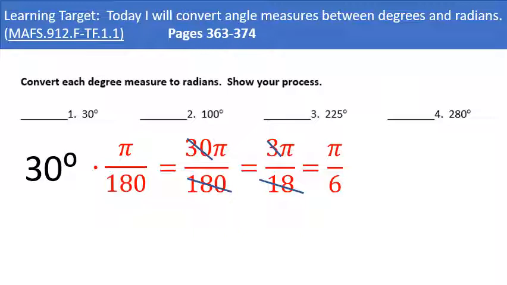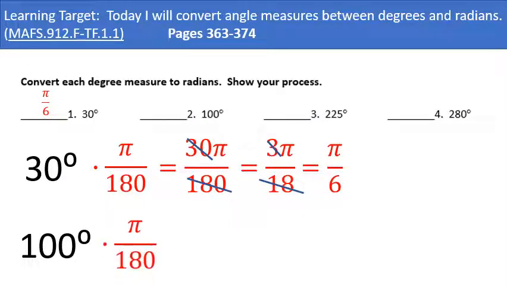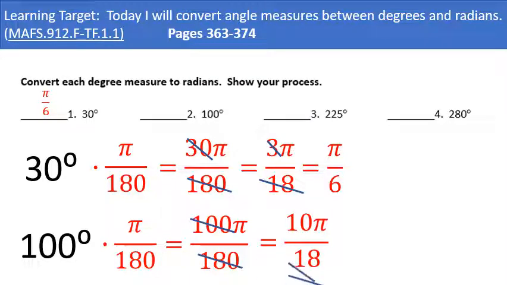Okay, let's try another one. Number 2. 100 degrees. Going from degrees to radians, multiply by pi over 180. So we get 100 pi divided by 180. Simplify. 10 over 18, 5 over 9. Done and done.